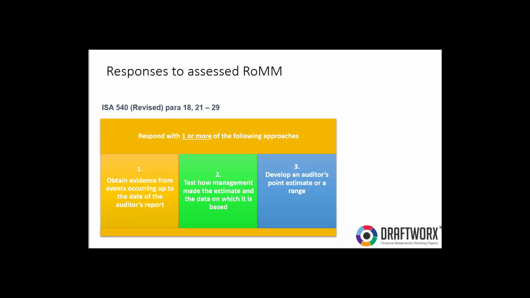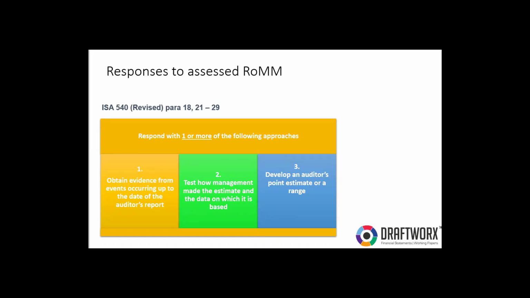The 3 approaches are, firstly, you can obtain evidence from events occurring up to the date of the audit report. The second approach is testing how management made the estimate and the data on which it is based. So you go and you reperform, you really test the data and assumptions, recalculate, you test the model.